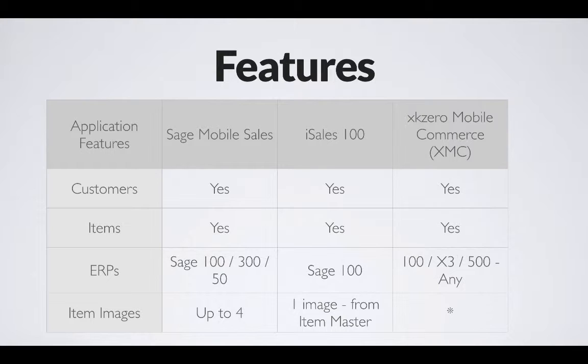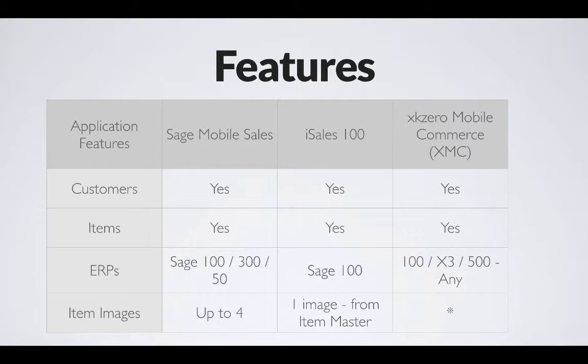So Sage Mobile Sales is a multi-product solution. It integrates with Sage 100, 300, and Sage 50. I mentioned iSales 100 integrates with Sage 100 exclusively. And then xkzero Mobile Commerce has integration that's pre-built for 100 and X3. We have some limited integration with 500, but as I mentioned, with the open integration architecture, we could integrate with any other ERP as well.